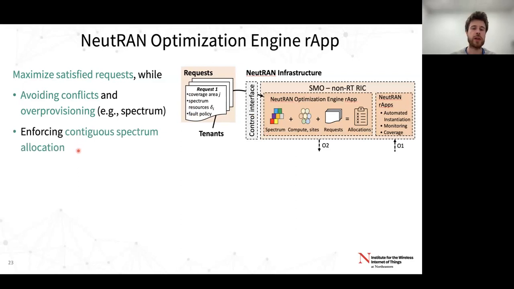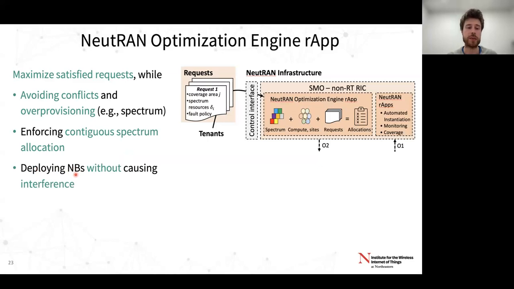But we also want to try and use contiguous portions of spectrum so that we can use a single base station to fulfill requests of different operators, and maybe divide them in isolated slices or portions of the network. And then, of course, overall, we want to deploy our base stations, but we don't want to cause interference with other services and with the other operators. And these are some of the challenges that we have in this piece over here.